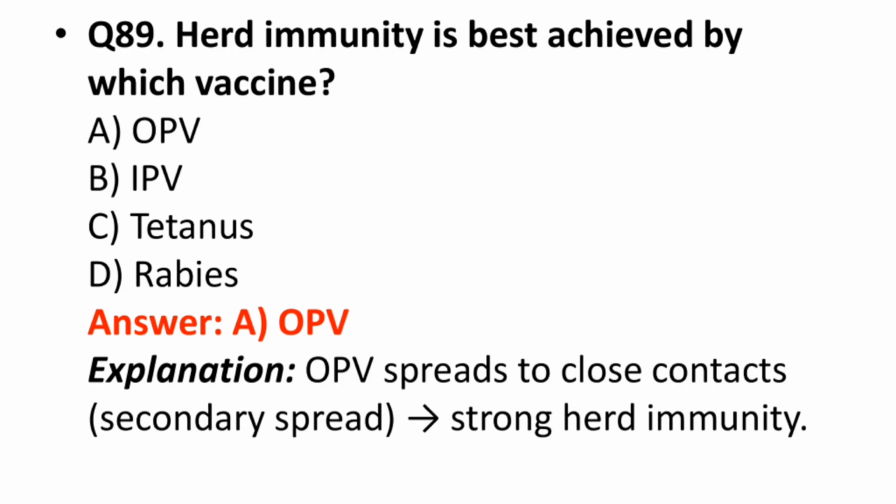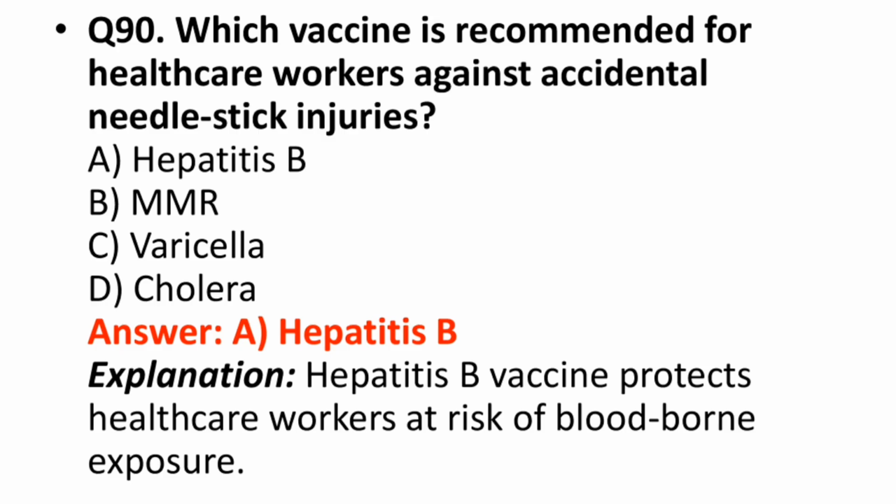Oral polio vaccine spreads to close contacts. Secondary spread gives strong herd immunity. Herd immunity is best achieved by oral polio vaccine.